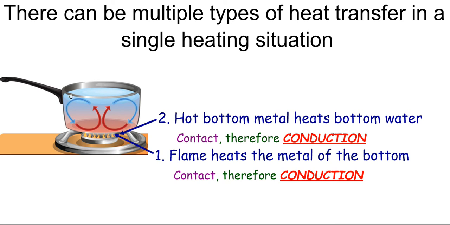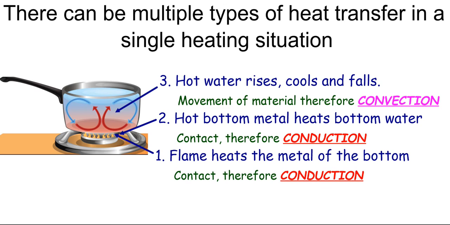The last one has to do with these currents, doesn't it? What happens here is the hot water rises like this, it cools and falls again. And by so doing, it heats up all the water. And that's the movement of material, isn't it? Movement of material and therefore convection. So you'll see multiple methods of heat transfer here in one single example of heating something up. Three of them, two contacts and one convection.